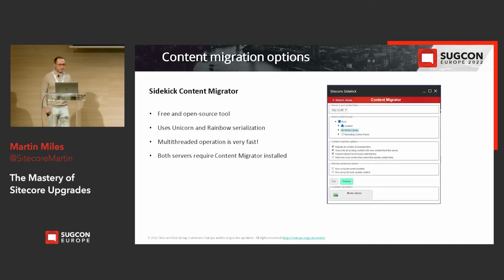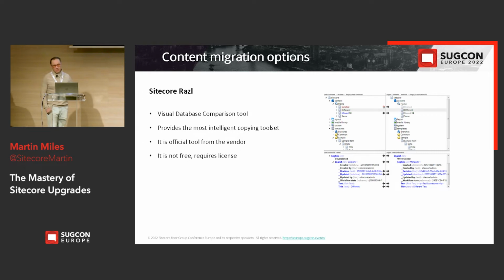This one is much better. It is free. It has a content migrator module using Rainbow, and it copies items between instances in a multi-threaded way. That's why it's super fast. Keep in mind that both servers should have this Sidekick migrator installed.